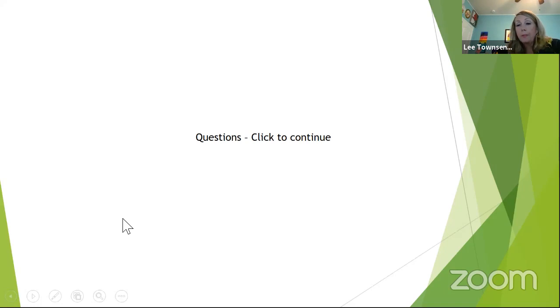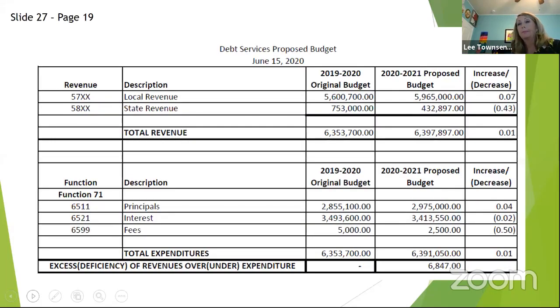Okay, and so our last topic is debt service. Are we ready for debt service? Okay. Slide 27 is the recap of the debt service proposed budget. And again, we take our payments on our debt service and our bonds, and we put that into our expenditures, and we look at our state and our local revenue and our tax collections to come up with these numbers. And we feel like that's in a good place, that our tax collections should cover the majority of, if not all of the debt expenditures.